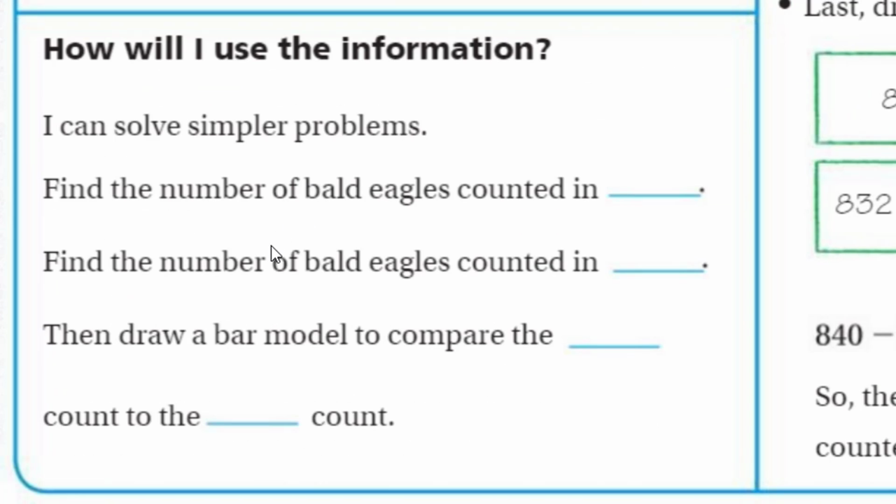Now it says, how will I use the information? Well, I can solve simpler problems. Find the number of bald eagles counted in 2009. Find the number of bald eagles counted in 2010. Then draw a bar model to compare the blank count to the blank count. I guess that would be the 2009 count, right?